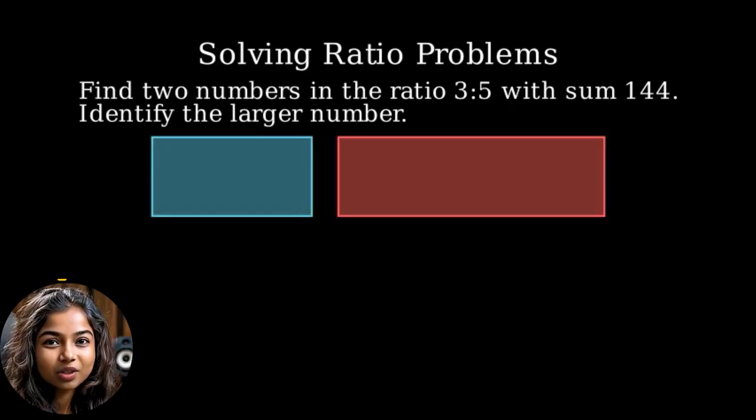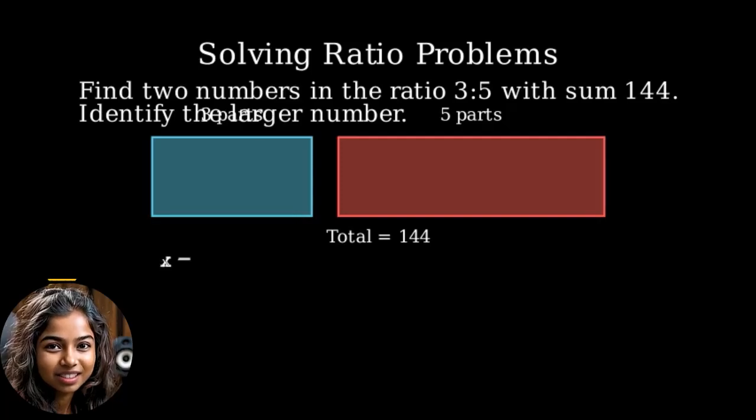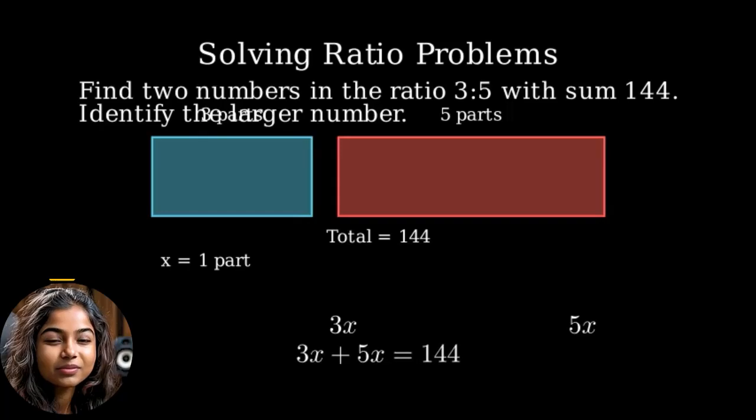If we have two quantities in a 3 to 5 ratio, it means that for every 3 parts of the first number, we have 5 parts of the second number. Together, these parts represent our total of 144. Let's solve this algebraically. Let's say each part is worth x units. Then the first number would be 3x, and the second number would be 5x. Since we know their sum is 144, we can write 3x plus 5x equals 144.